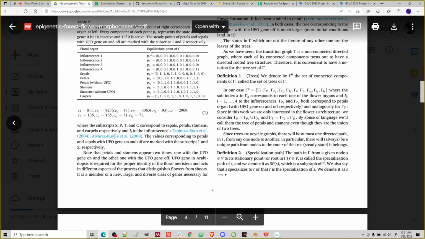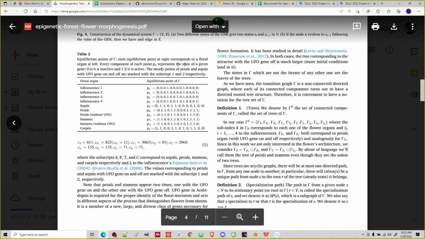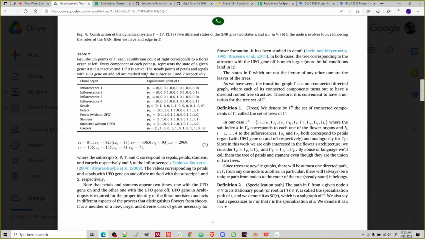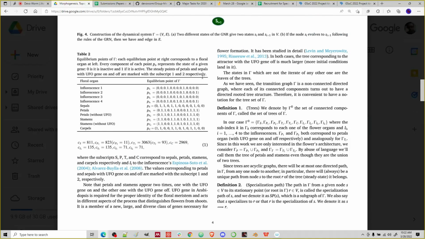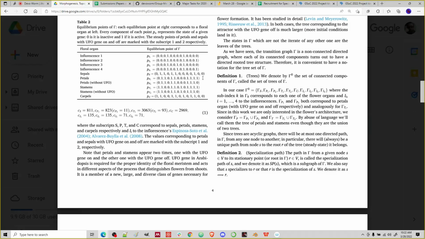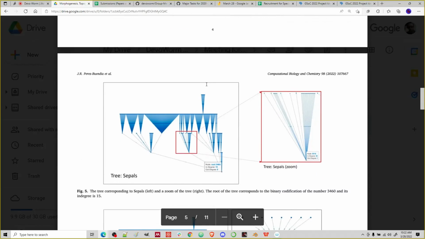So then they have these different equilibrium points for sepals, petals, inflorescence, stamens, and this shows you what these states are. I think if different genes are on or off, they produce these things. So I'm not really sure, but this is what they call a genetic encoding. So you're going to encode your morphology into this genetic regulatory network, and then you're going to simulate the genetic regulatory network, and then you're going to plug that into a differential equation. That's sort of the order of operations on that.